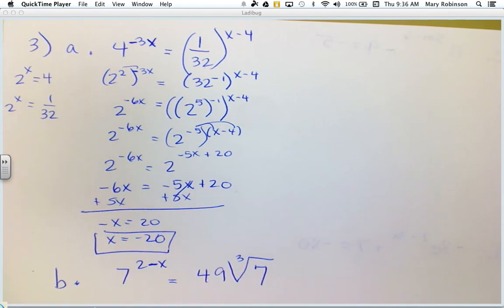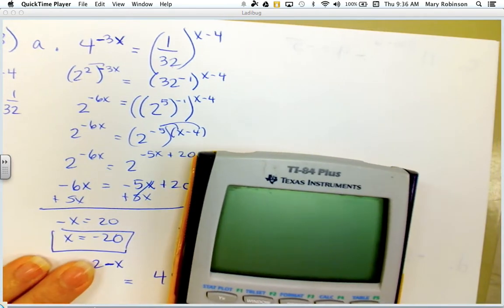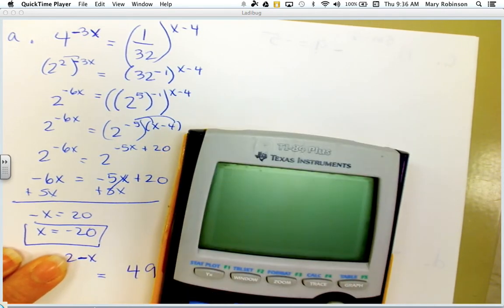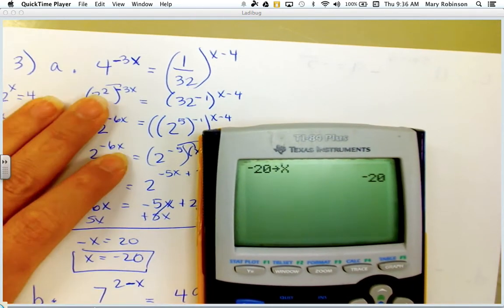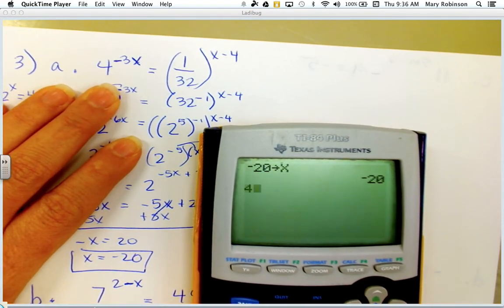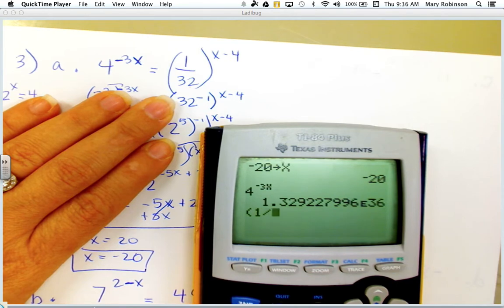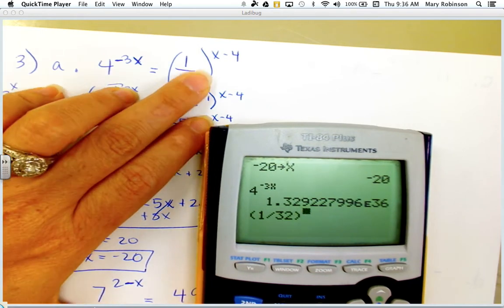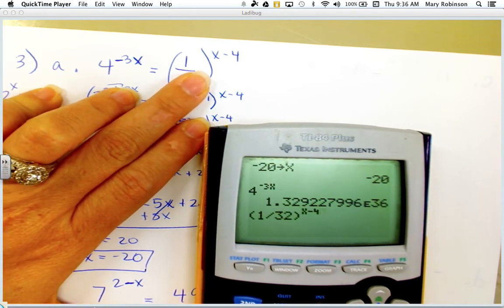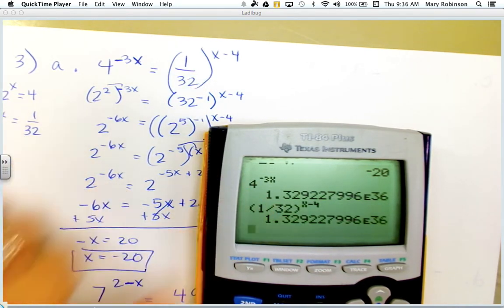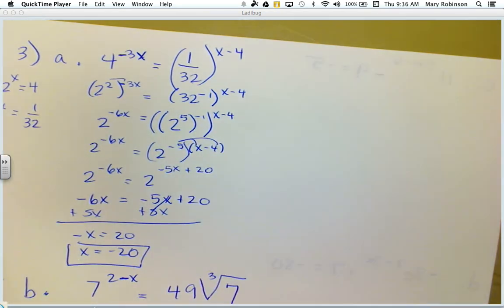Now what we should always make sure we do is store our x value to check it. So if we type in negative 20, store as x, and then type in the left side and the right side in their original form, 4 to the negative 3x power, and we want to compare that with 1 over 32 to the x minus 4 power. The left and the right side should be equal. So that means our x value of negative 20 is our correct answer.